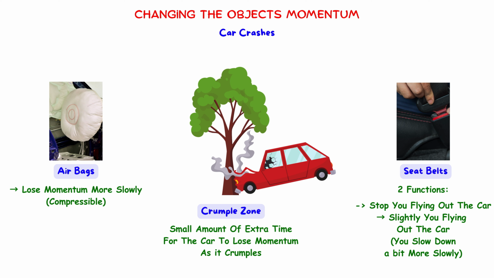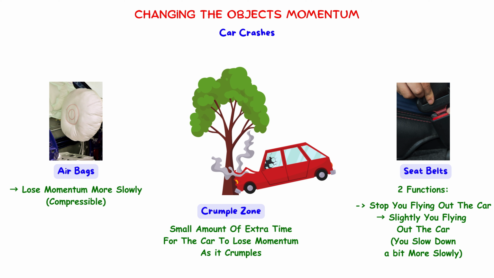car manufacturing. Crumple zones are areas at the front and back of the vehicle that are designed to deform during a crash, absorbing some of the energy and giving the car more time to come to a stop, instead of halting abruptly. Seatbelts serve two primary purposes. One is to restrain the passengers and prevent them from being ejected from the vehicle, while the other is to slightly stretch, thus lengthening the deceleration time and softening the force applied to the body.